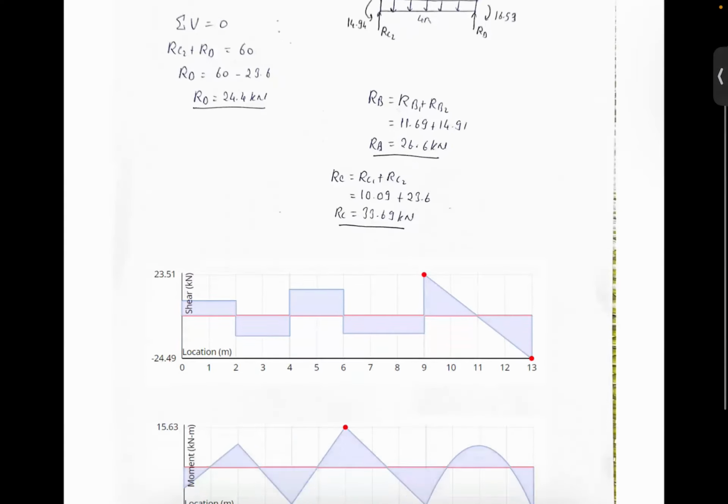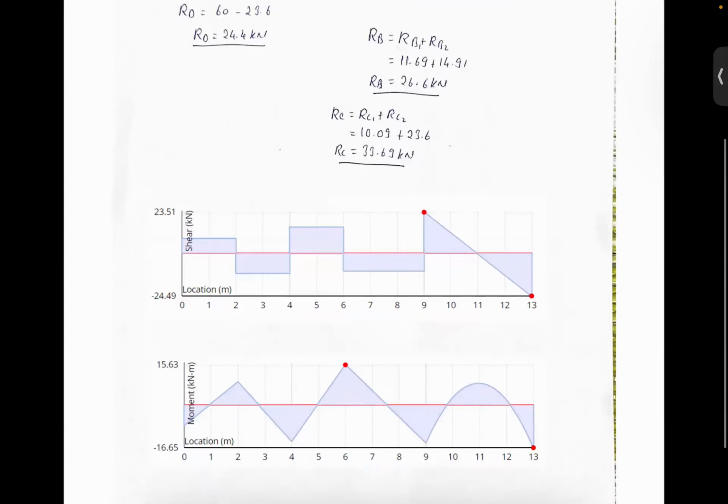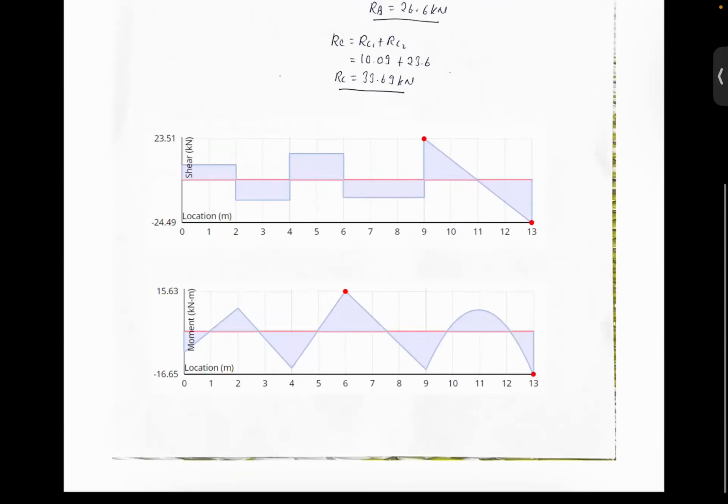Then we can calculate the shear force diagram and bending moment diagram, and it can be shown in this figure. So this is how we analyze the beam using the moment distribution method.